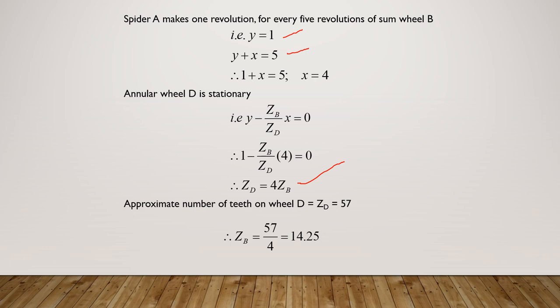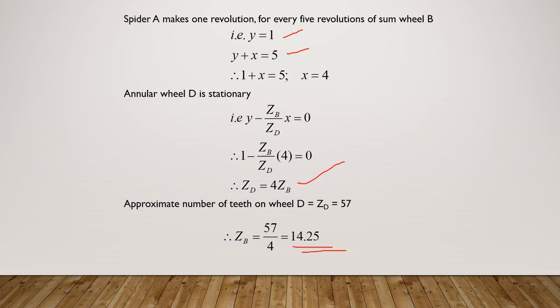We will consider the approximate number of teeth that we got in the first step. In the initial part of the problem we got the approximate number of teeth, that is ZD is equal to 57. Substitute that in this particular relation. Therefore ZB is equal to 57 divided by 4. The answer is 14.25. So this answer is an approximate answer again. See, you are using 57, which is an approximate value.